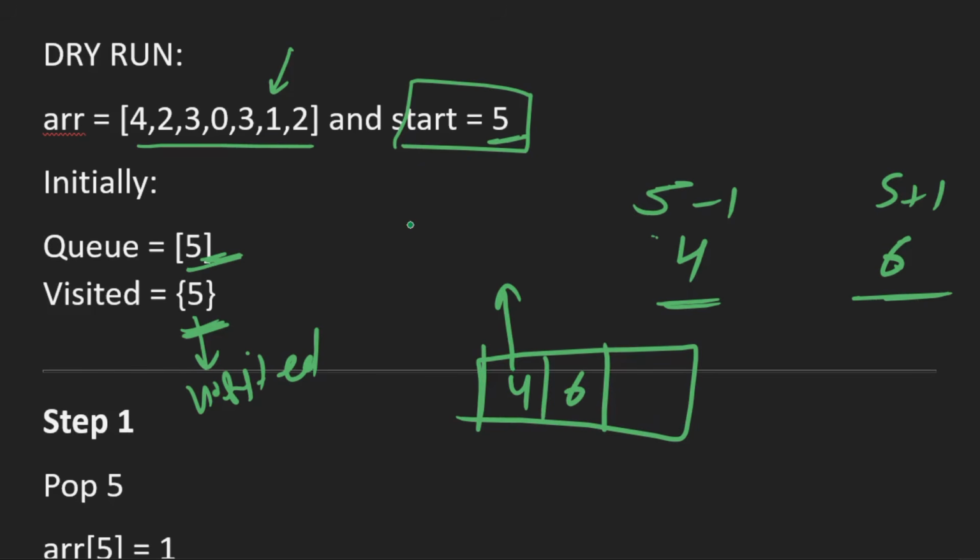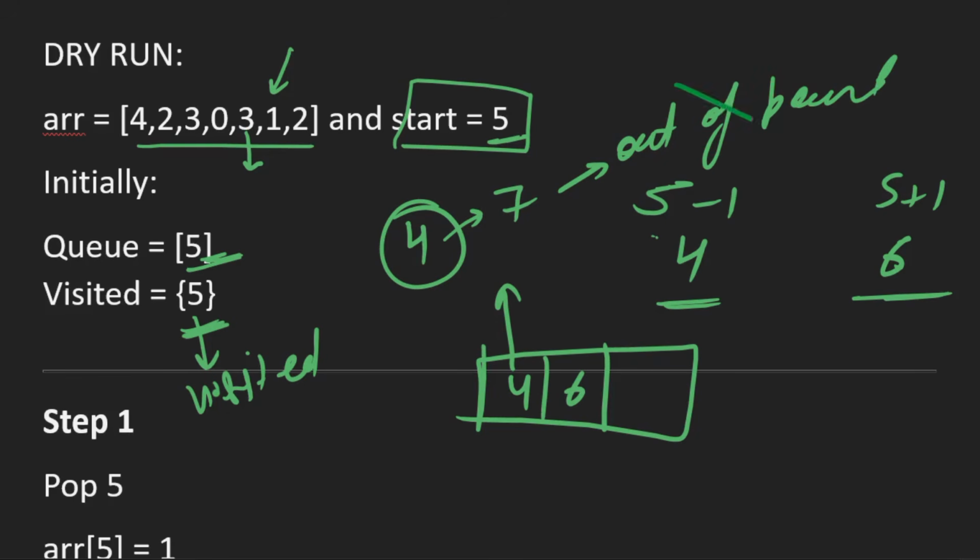Now we have 4 and 6 in the queue. So we pick 4 from the queue. At index number 4 we have 3. So we do not have 0, so again we take the two possible jumps. From 4 we go to 4 plus 3, which is 7, and 7 is out of bound, so we can't take this jump. Then we take 4 minus 3, which is 1. 1 is present within the array and is not visited, so we push 1 into the queue, right?